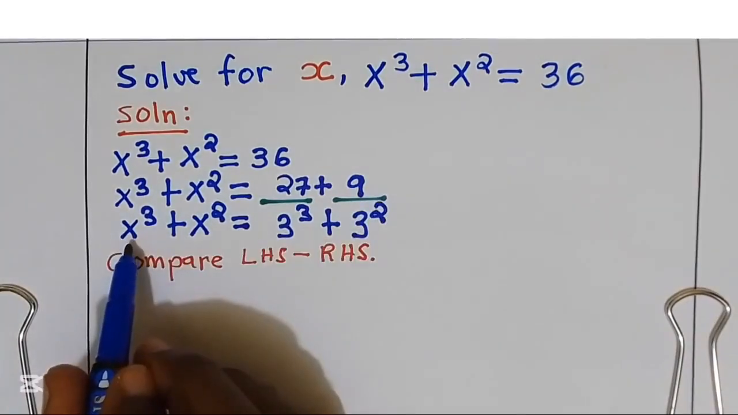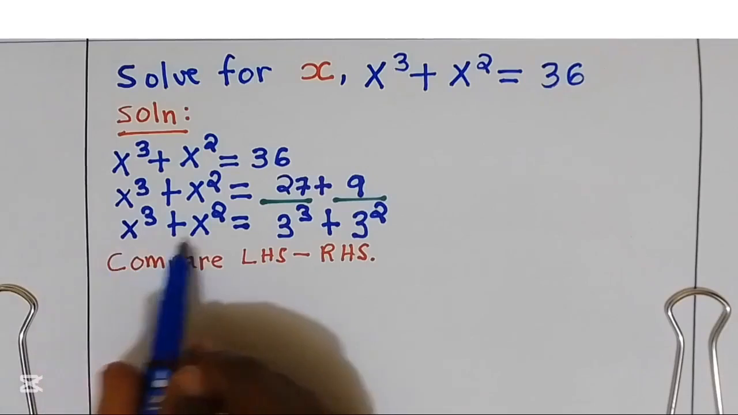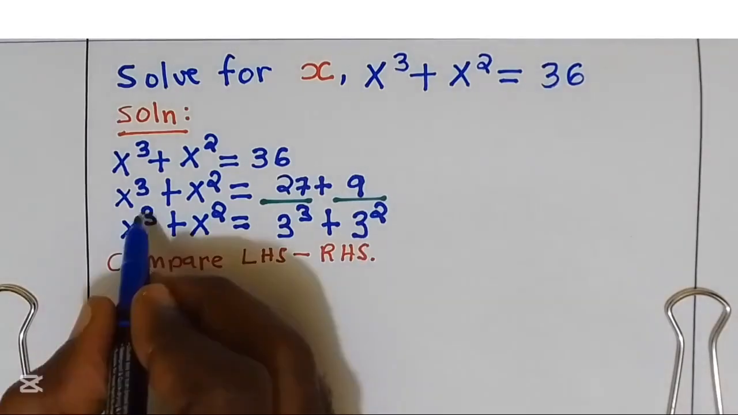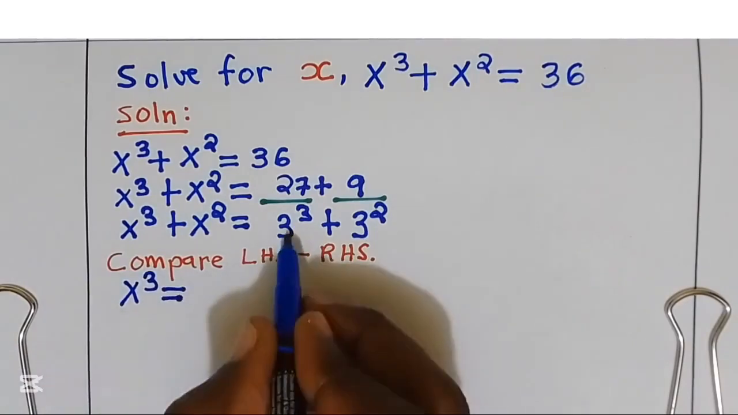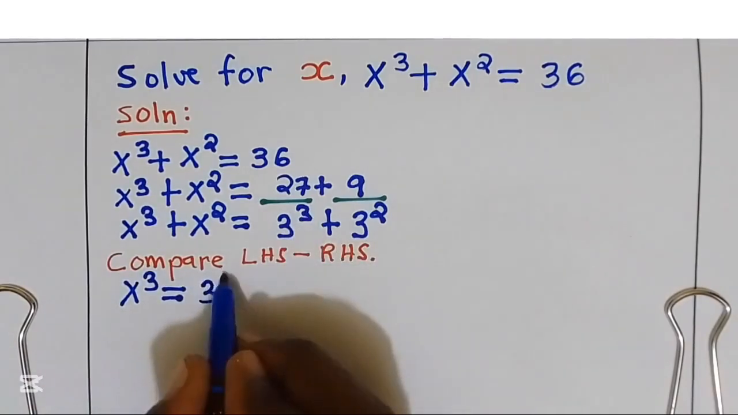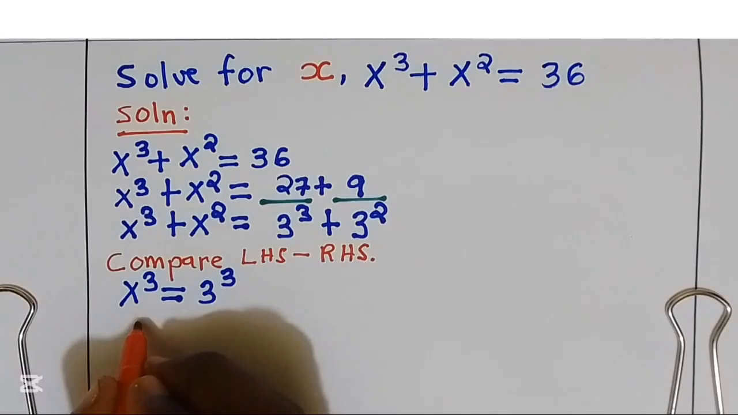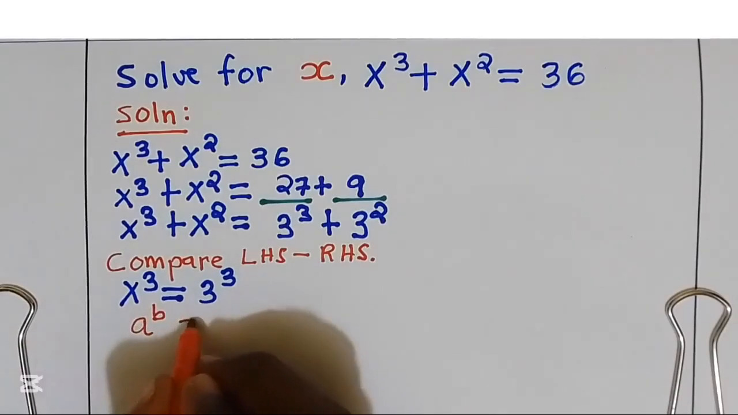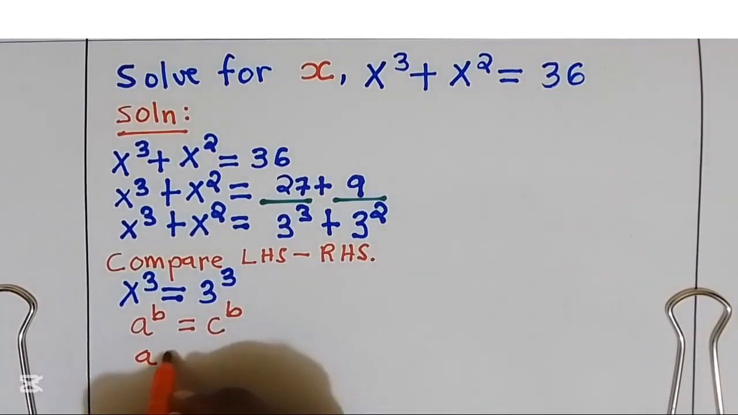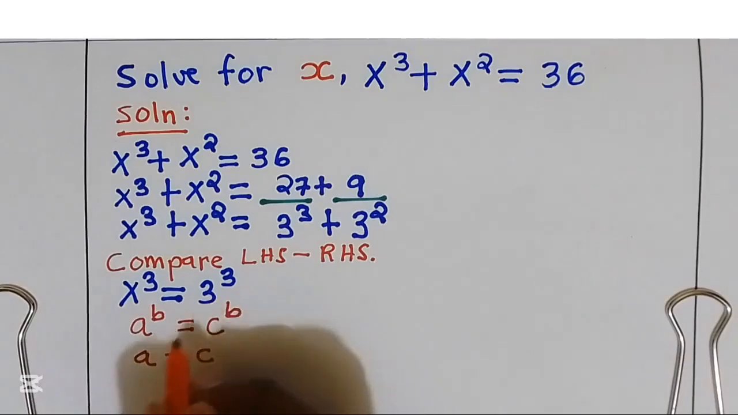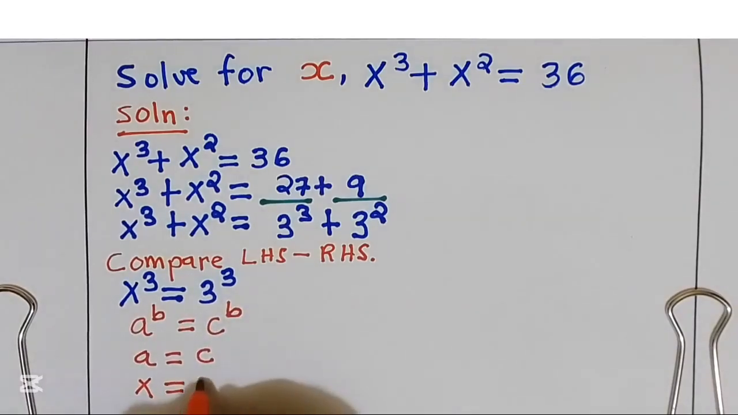Let us now compare the left hand side and the right hand side. x cubic, I'll compare with 3 cubic. If we have a power b, equal to c power b, then a is equal to c. For that case, x is equal to 3. x is equal to 3.